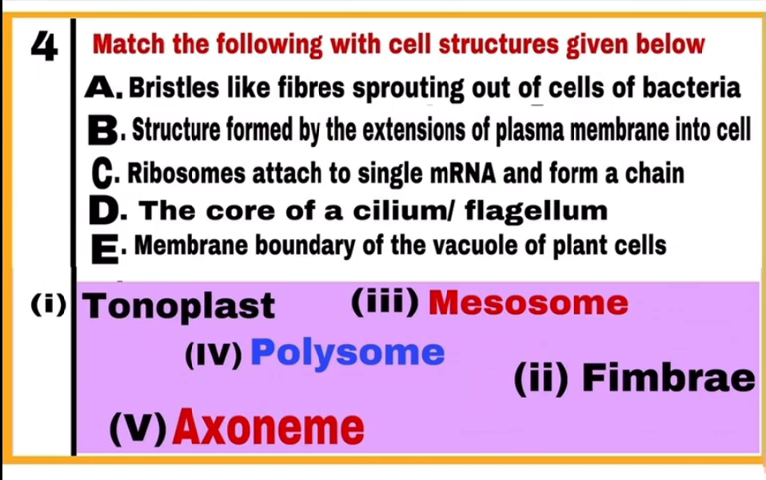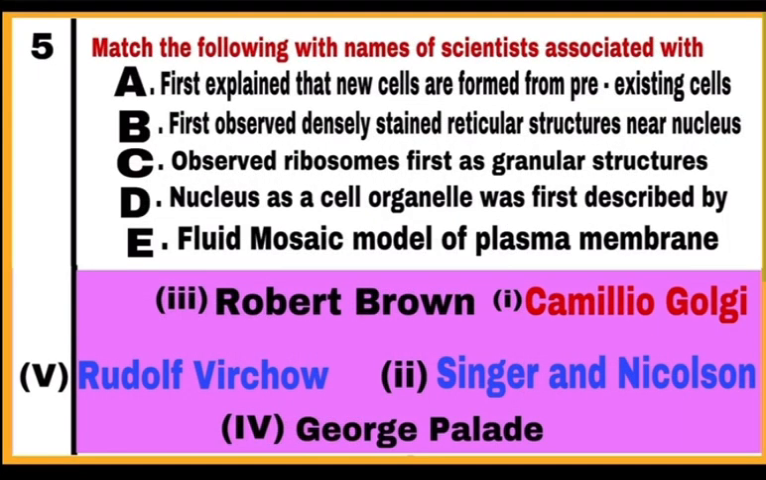D. The core of a cilium or flagellum. It is called axoneme. E. Membrane boundary of the vacuole of plant cell. It is called tonoplast. Tonoplast is a membrane which bound vacuoles in the plant cell. So here A matches with 2 fimbriae, B with 3 mesosomes, C with 4 polysome, D with 5 axoneme and E with 1 tonoplast. Number 5. Match the following with the names of scientists associated with.